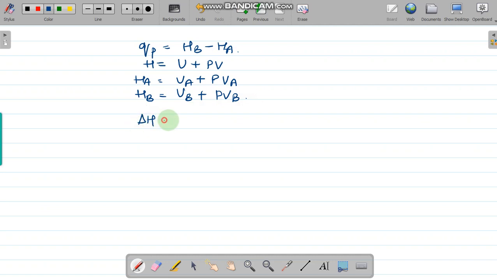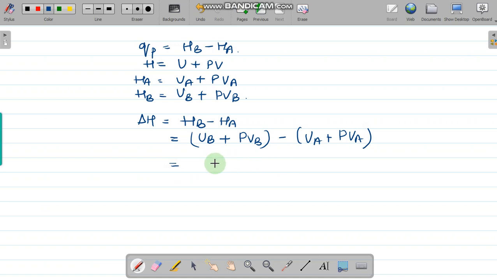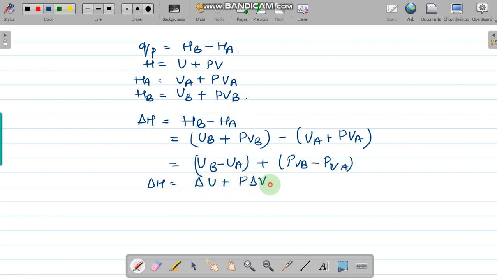So delta H is equal to HB minus HA, which is equal to UB plus PVB minus UA plus PVA. Bringing the same entities to the same place, delta H is going to be equal to delta U plus P delta V.